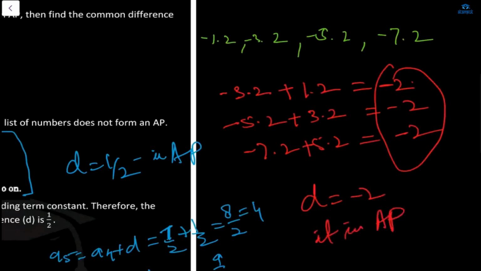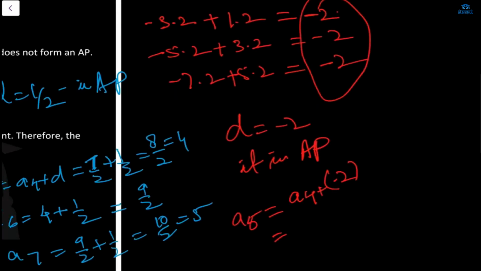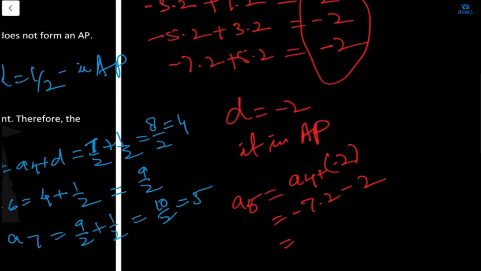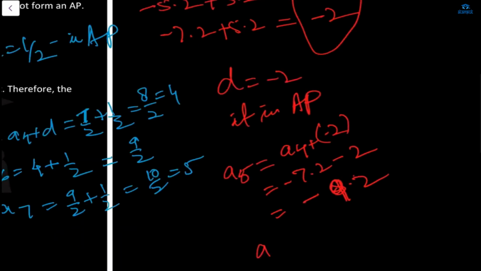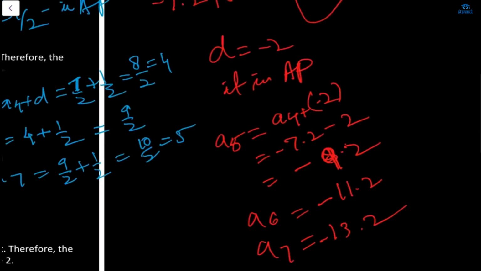And for the next terms, A5 will be equal to A4 plus minus 2. What is A4? Minus 7.2 minus 2, so it will be minus 9.2. Similarly, find A6 and A7. Any doubt?